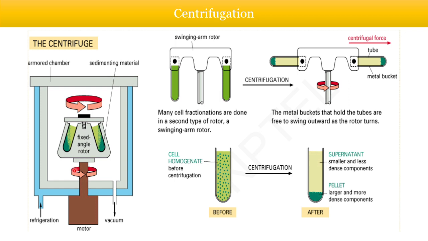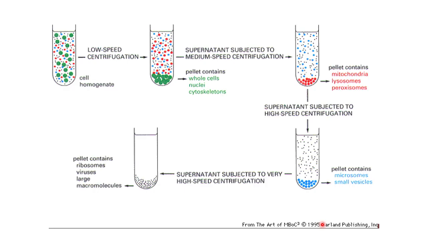The other type of centrifuge is the swinging arm rotor, where when we switch on the centrifuge and start the cycle, the metal buckets swing out to 90 degrees. Many cell fractionations are done in the swinging arm rotor, so the metal buckets that hold the tubes are free to swing outward as the rotor turns. You have a cell homogenate before centrifugation, and after centrifugation you see the smaller and less dense components at the top, and the pellet, the larger and more dense components, at the bottom. There are different speeds of centrifugation that you can use to isolate the different components.